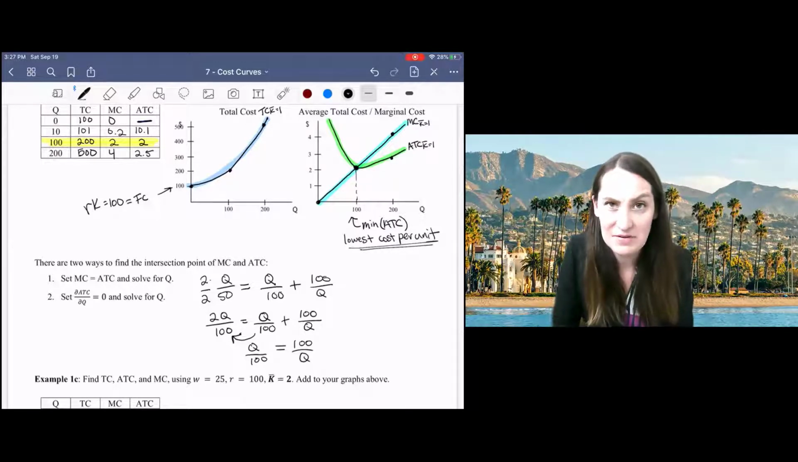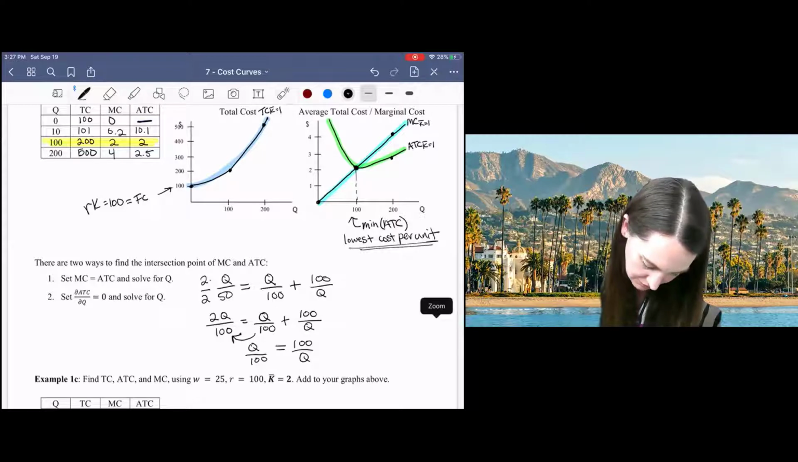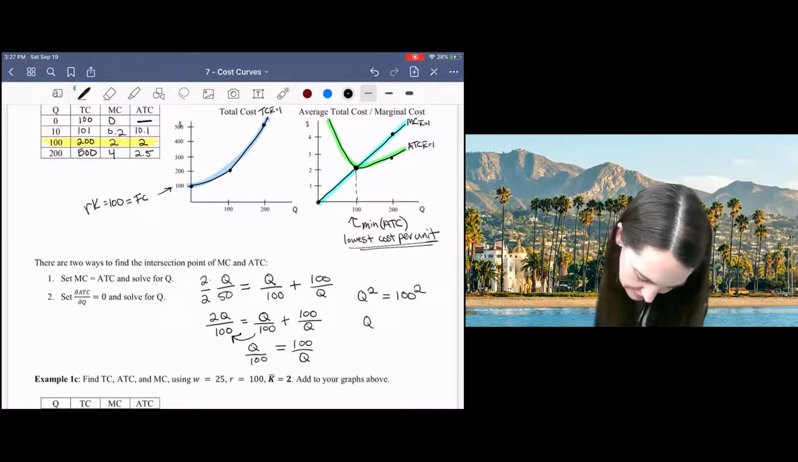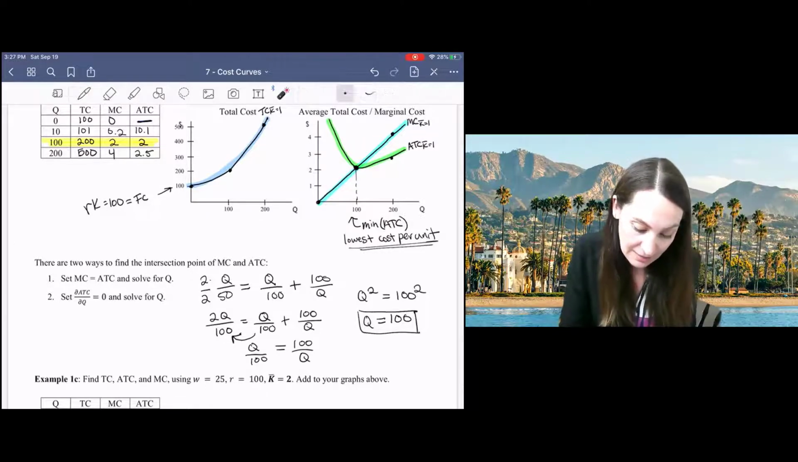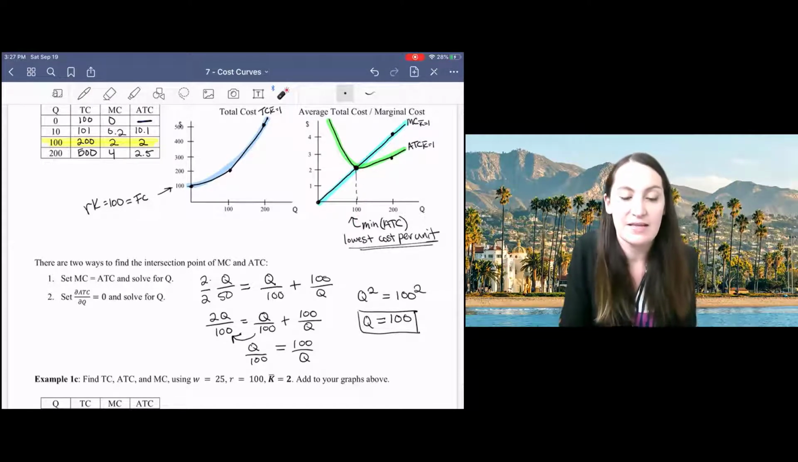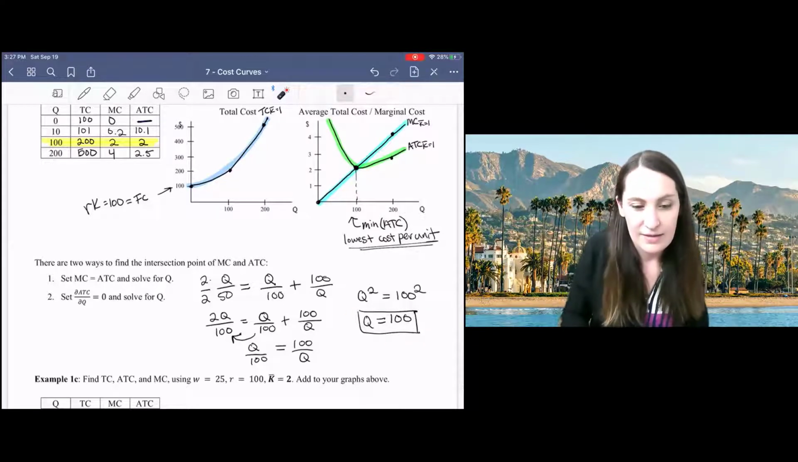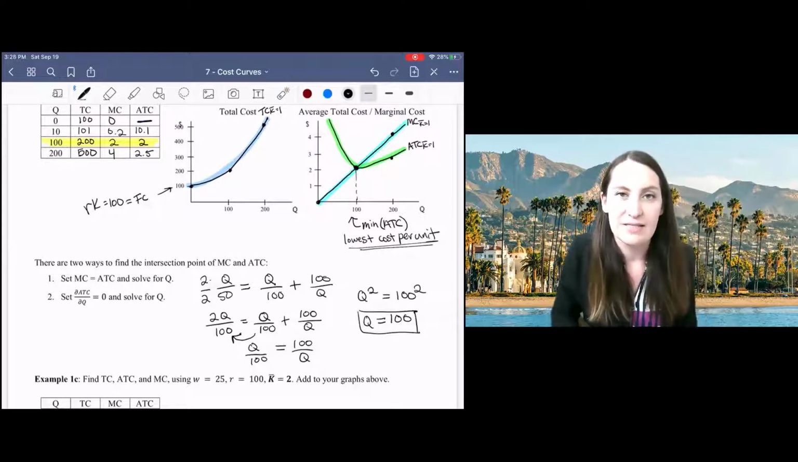And now it might be difficult to see what to do with this, but if you cross multiply, then it gets much easier. So if I cross multiply, I get q squared equals 100 squared. And then take the square root, I will see that q is equal to 100, which of course we knew already based on our graphing of this, but like I said, you won't always get that. So that gives you the point where average total cost is at its minimum.